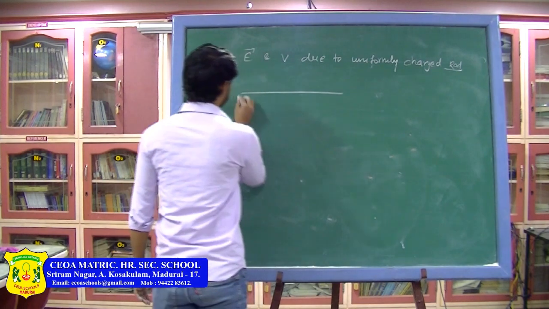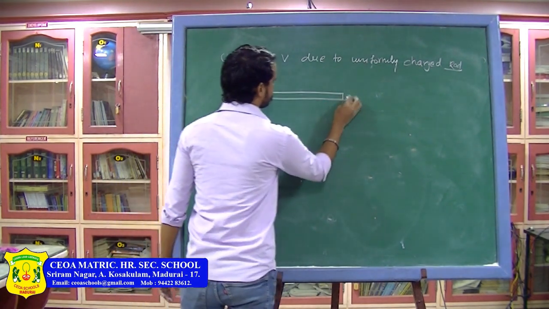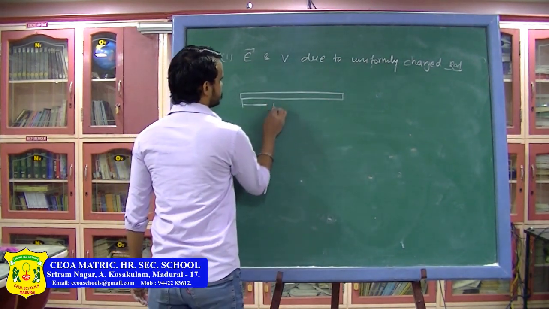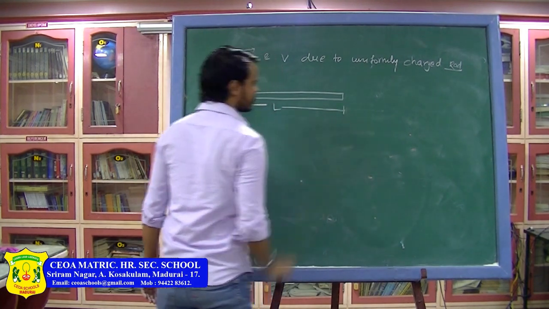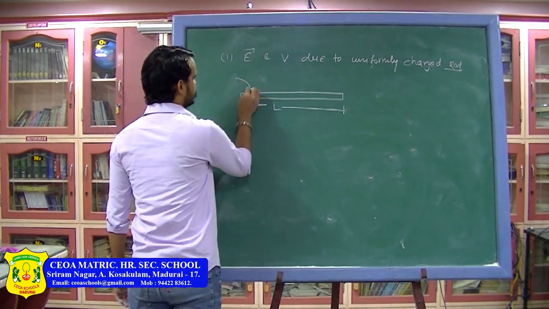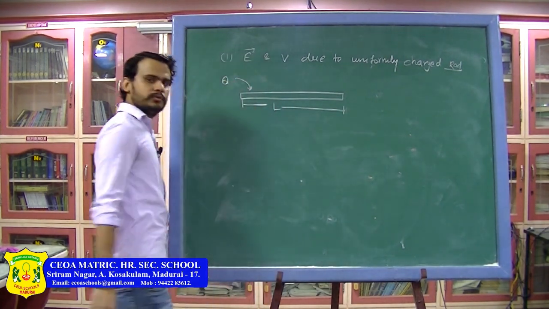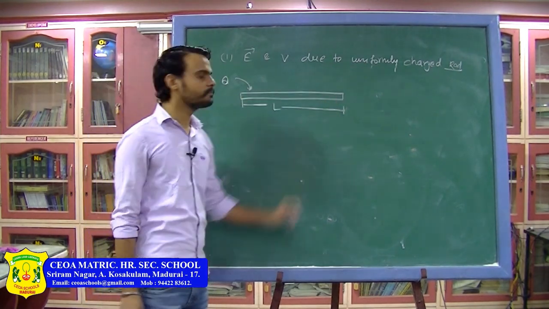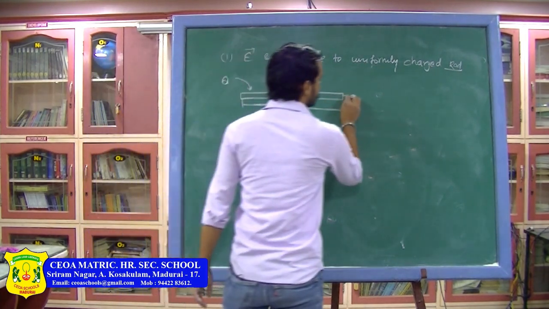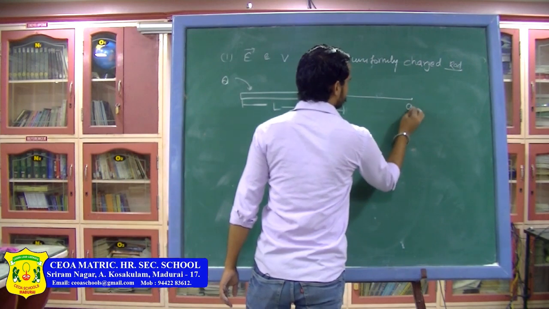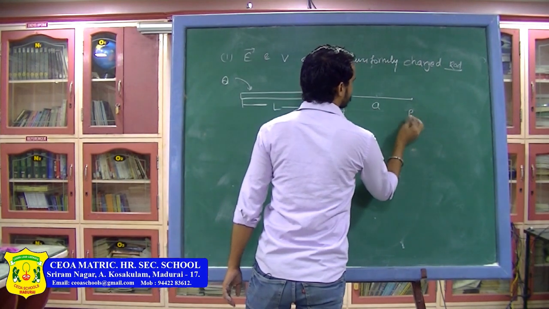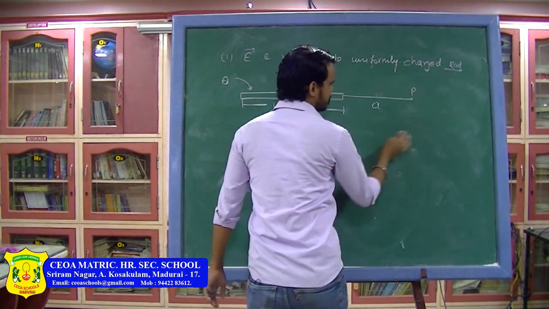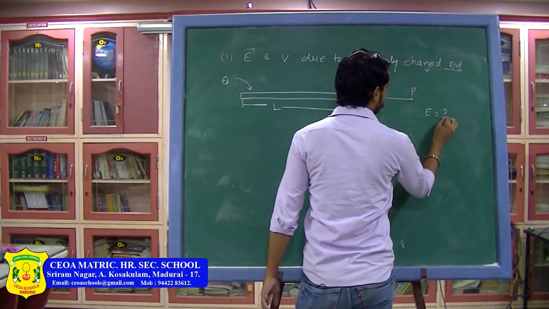You have a rod, and the length of this rod is L, and the charge given to this rod is Q, and this charge is uniformly distributed over the rod. And I want to find the electric field at a distance A from this end. There is a point P, and at this point P I want to find the electric field and the potential.